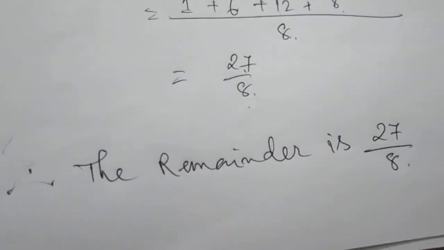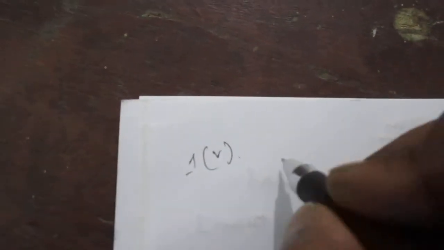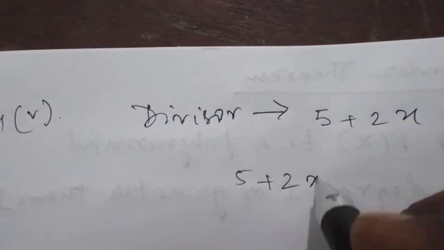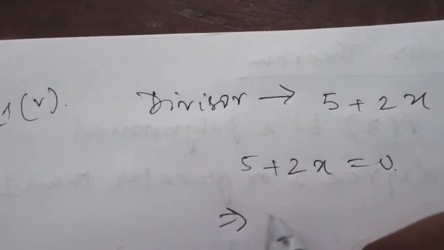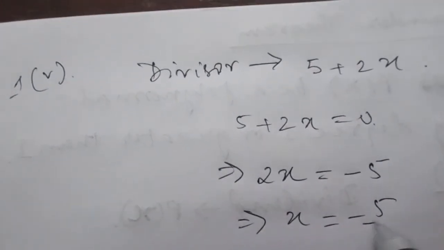So in this way you have to do it. Let us take another example. Now we will solve question 5. Okay. Initially I have solved question 2. Now question 5. Here the divisor is 5 plus 2x. Okay. So we have to make an equation. 5 plus 2x is equal to 0. Now we have to find the value of x. 2x is equal to minus 5, means x is equal to minus 5 by 2.